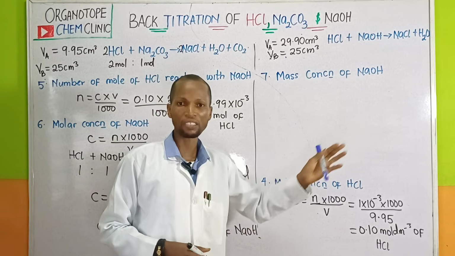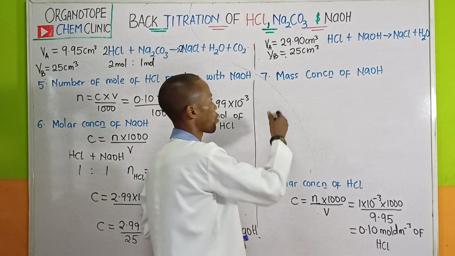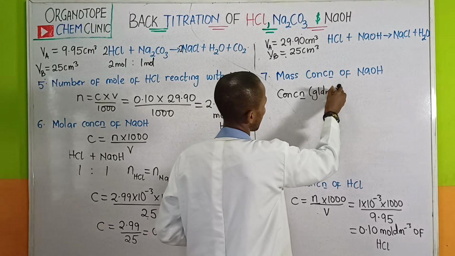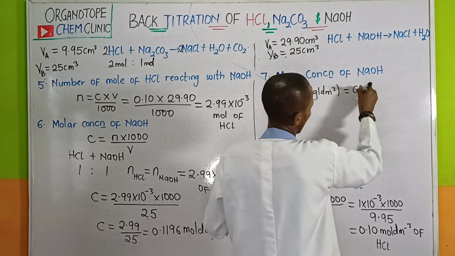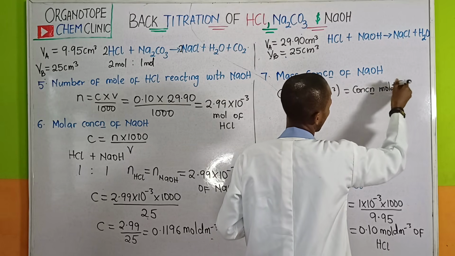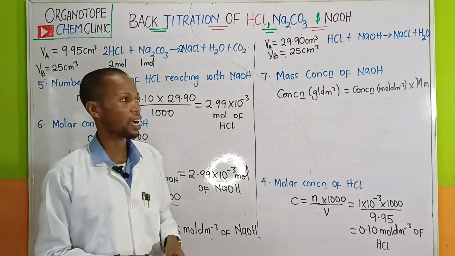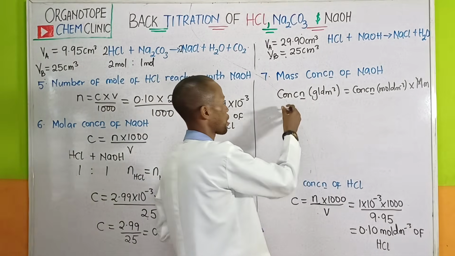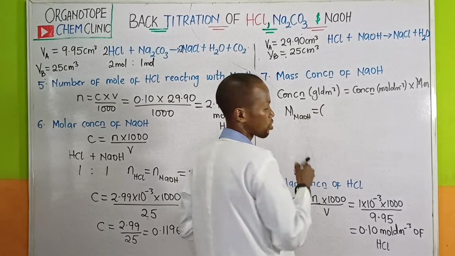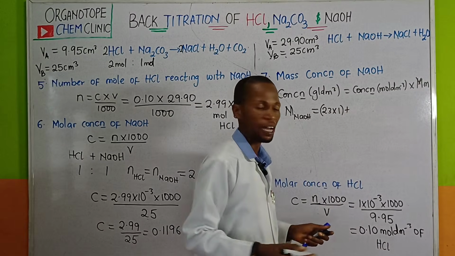We have to determine the mass concentration of sodium hydroxide. So in order to determine the mass concentration, we use the formula: concentration in gram per dm³ equals concentration in mole per dm³ times what? Molar mass. Okay, so what is the molar mass of sodium hydroxide? So we can determine the molar mass of sodium hydroxide. We have the atomic mass of sodium is 23 times 1, plus the atomic mass of oxygen is 16.